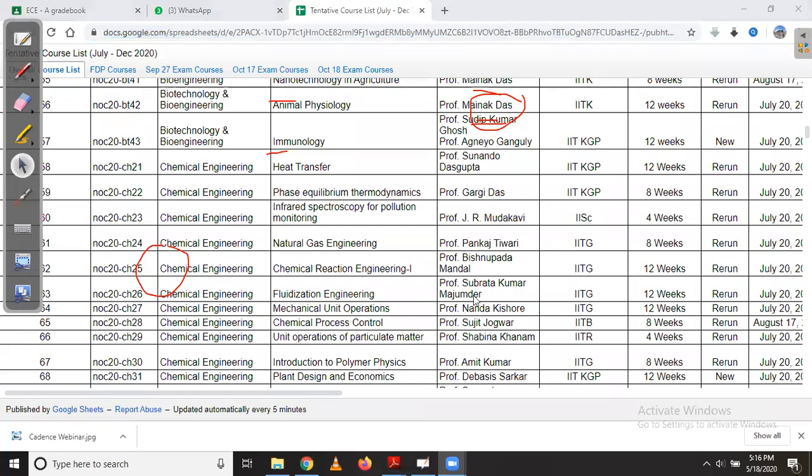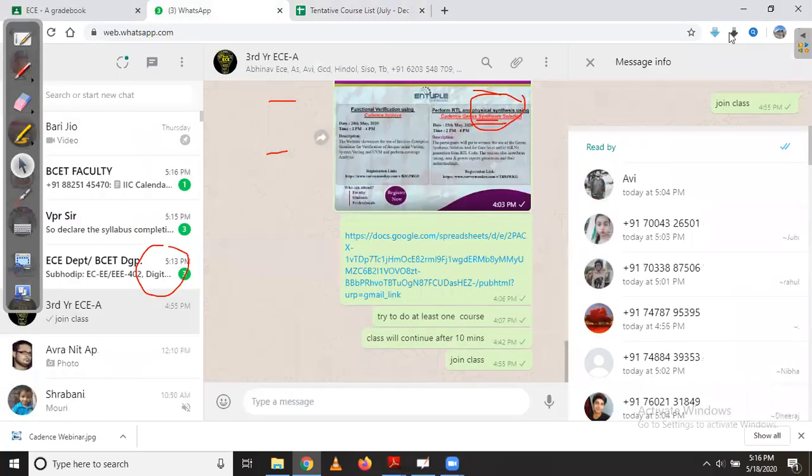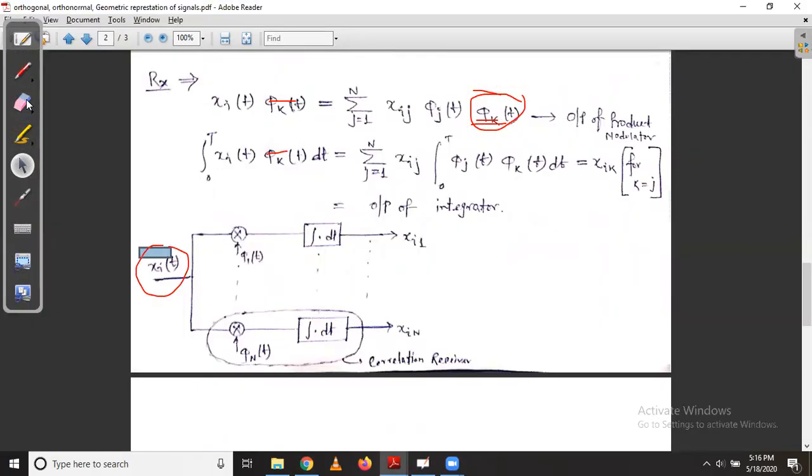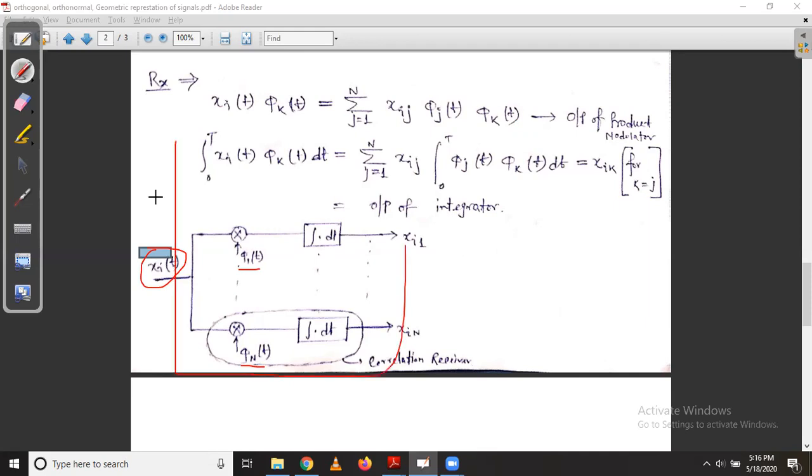Once again, this is received at the receiver side. This xit is multiplied by phi 1, phi 2, phi 3 up to phi n. These phi are nothing but basis functions, which have the same frequency and same phase as the transmitter side. That is why this detection process is actually the coherent detection process.